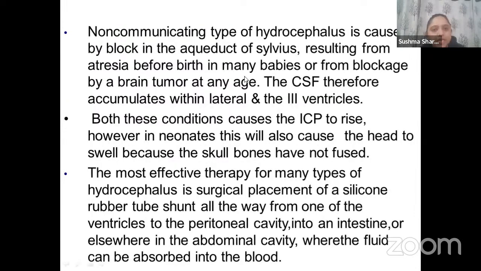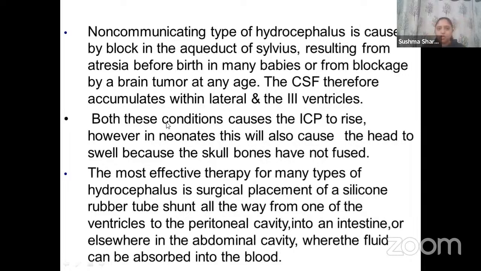Non-communicating type is basically caused by a block in the aqueduct of Sylvius, right? Most of these are congenital cases. And if there is any aqueduct of Sylvius atresia, that is, the aqueduct of Sylvius is not even formed before birth, as it happens in many babies, or let's say there is a brain tumor sitting in the aqueduct of Sylvius, what happens? The CSF therefore just remains in the lateral and the third ventricles. It's not even able to come out.